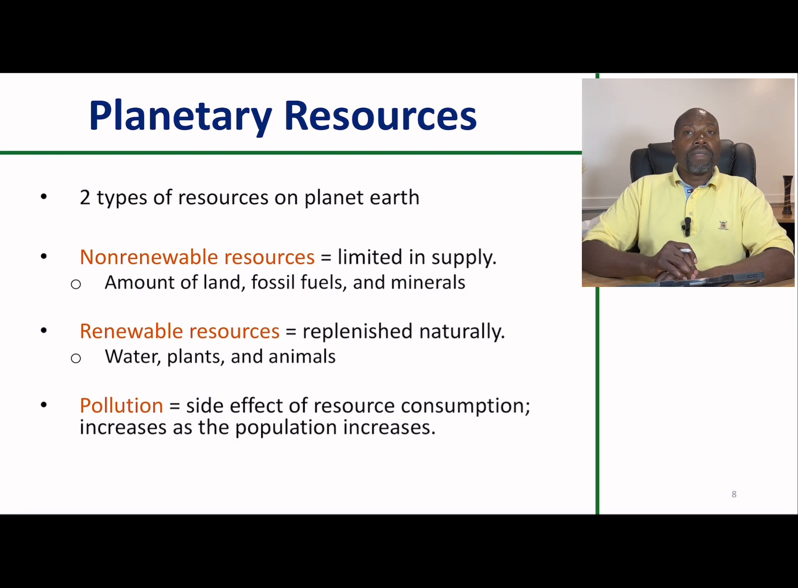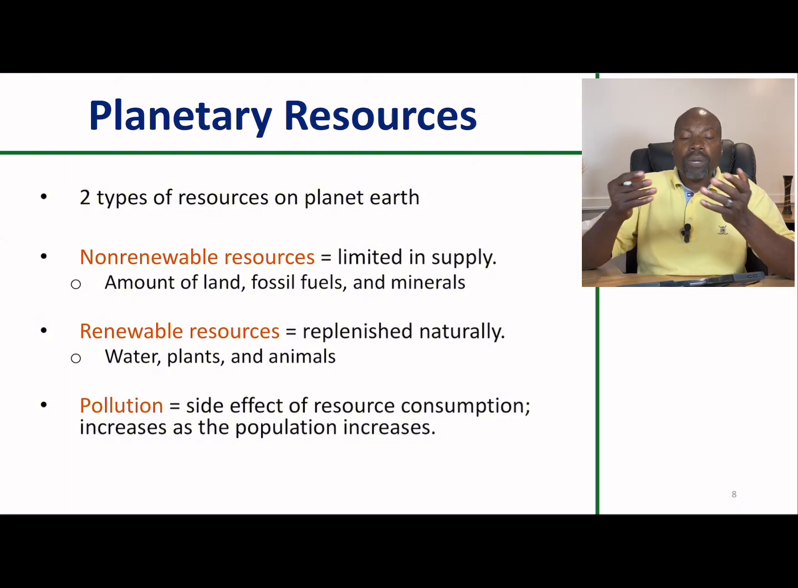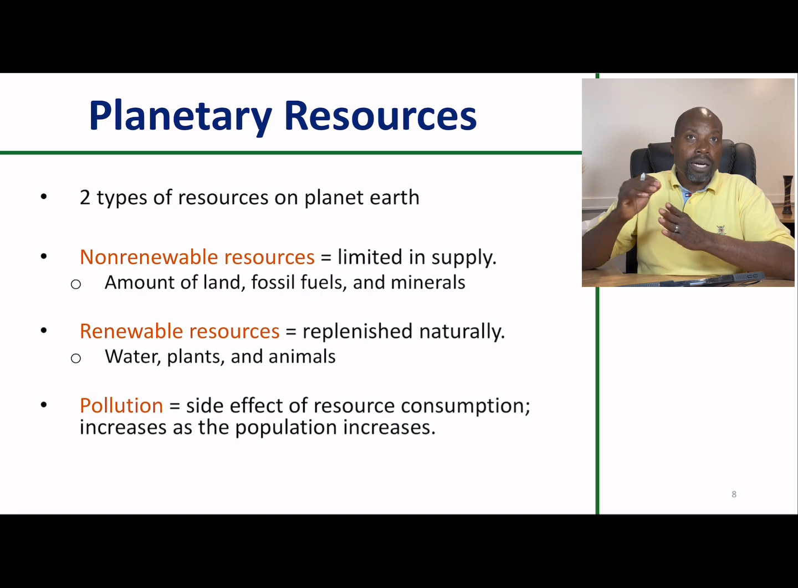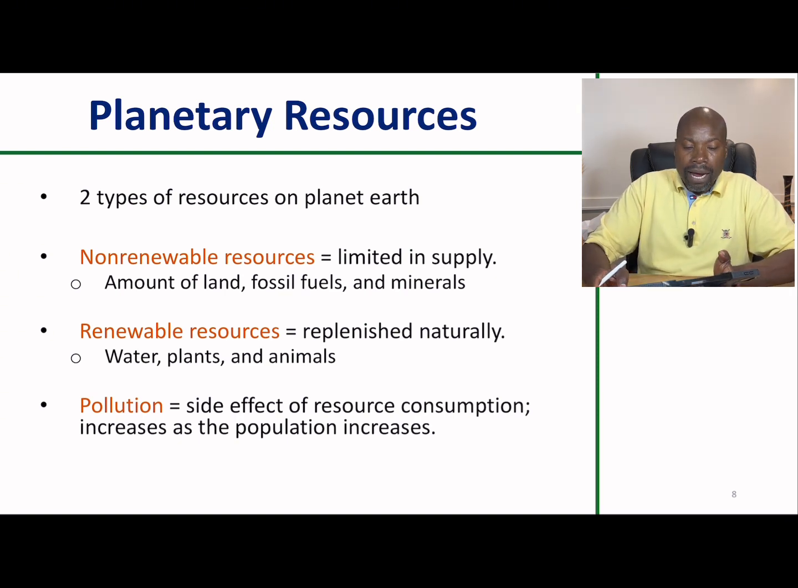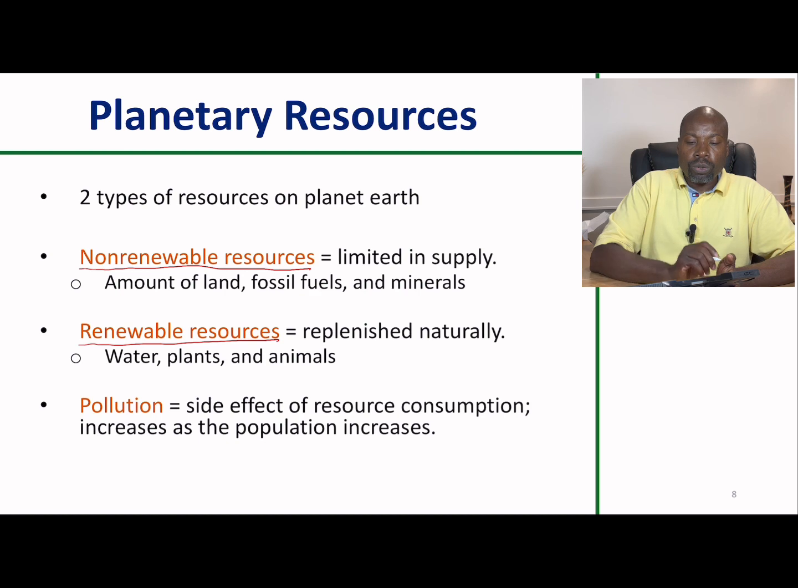So now we know that overall, the population worldwide is growing. However, the resources are limited. Now, what resources are we talking about here? There are two types of resources you want to keep in mind. One is the non-renewable resources. Two, it's the renewable resources.